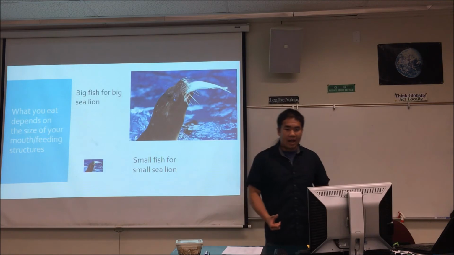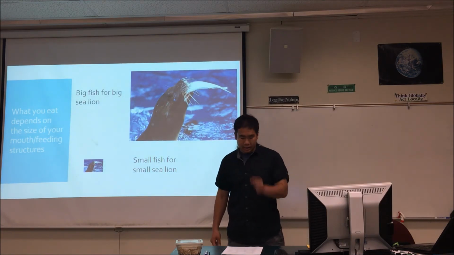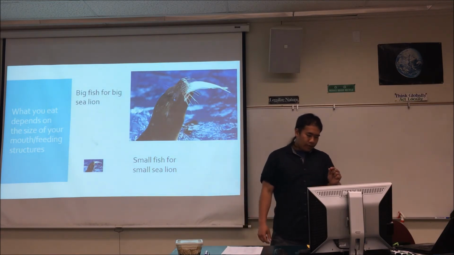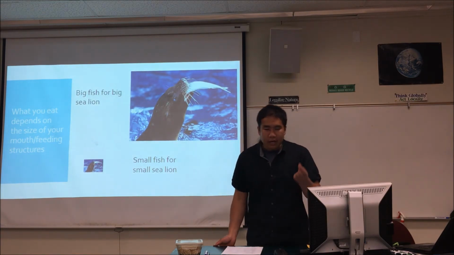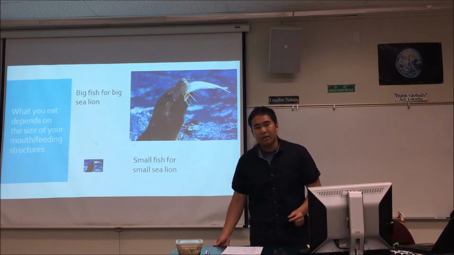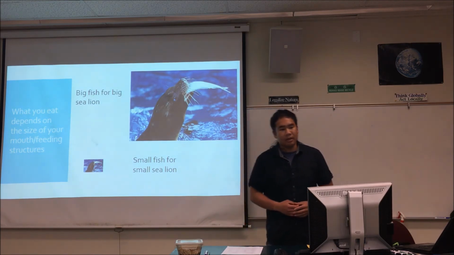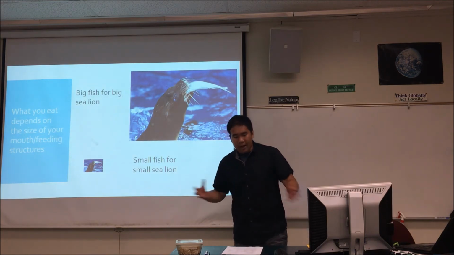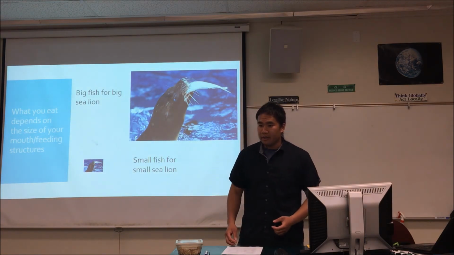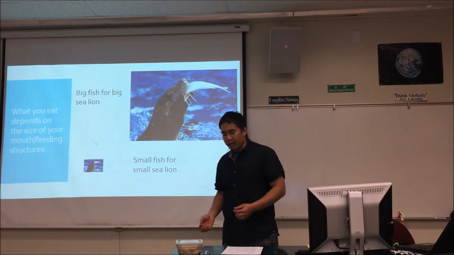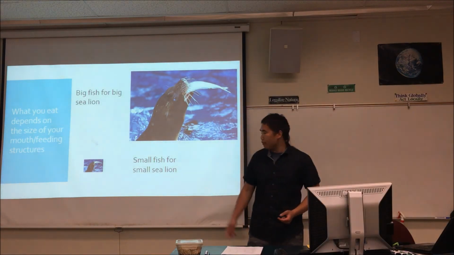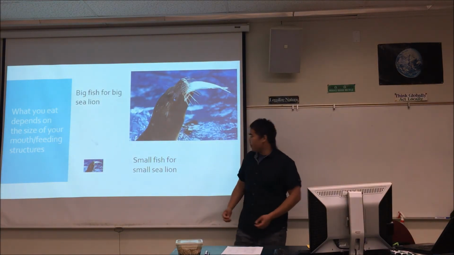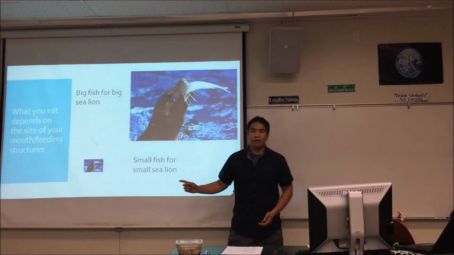We wouldn't actively try to go look for something that's this tiny. Imagine trying to eat rice one grain at a time. That's just going to take a while. It's not efficient, right? It only works if we have a lot of it. So in general, you want to eat something roughly the same size as your mouth. So if you have a big sea lion, it's going to eat a big fish, and if you have a little sea lion, you can eat a little fish.